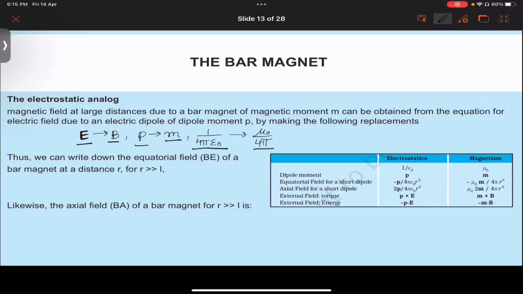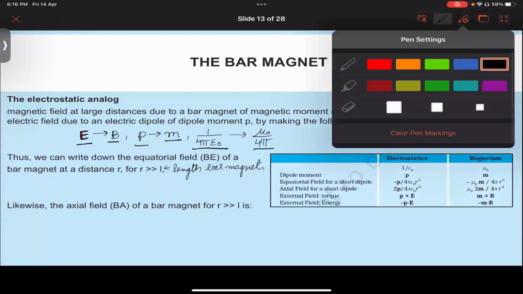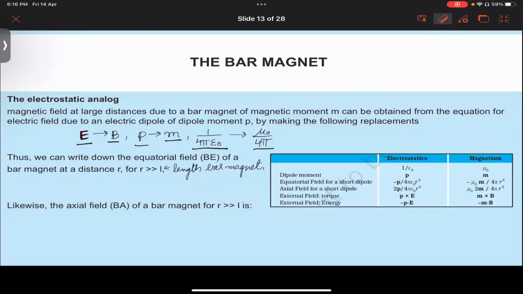Suppose we have a bar magnet with length L. This is the length of the bar magnet, and suppose we are considering the magnetic field in the equatorial plane. Suppose this is your bar magnet. I can actually draw it in the horizontal manner. It would be easier to understand.